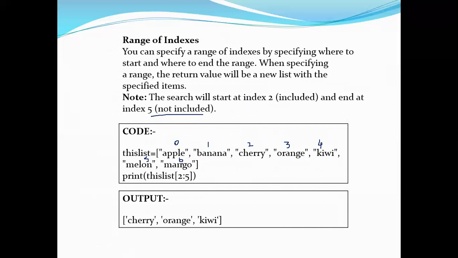So 0 to n minus 1 is 0 to 6. When I go for this range, my start index is 2. So I'll start from cherry, orange, kiwi, but I will not take melon because the end index should not be included. Right. So my answer is cherry, orange, and kiwi. Right. I got this as the result.